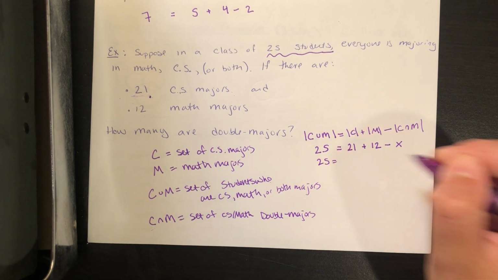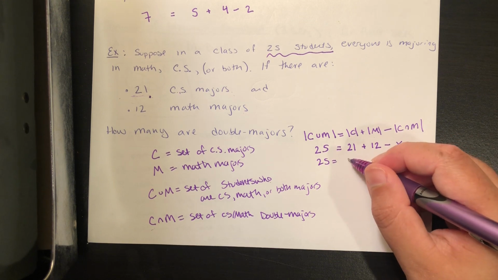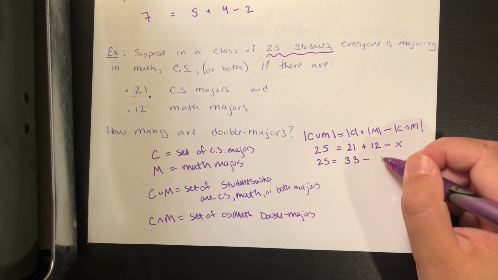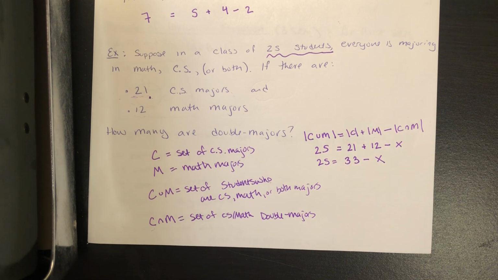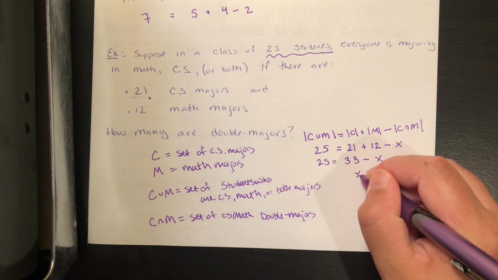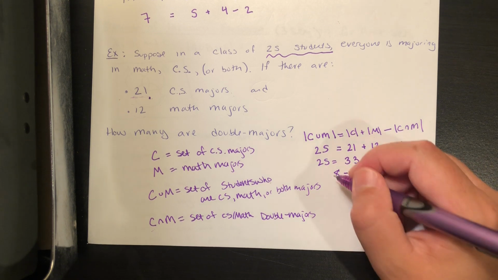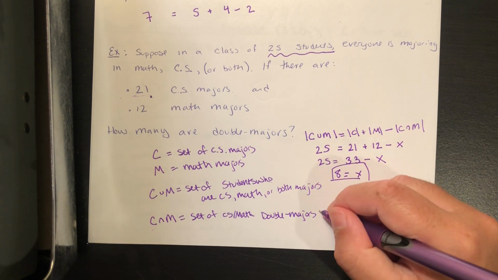So we add these together, we get, let's see, 33 minus X. All right, 25 is equal to 33 minus X. It looks like X is going to have to be equal to 8 here. Right, solving this linear equation gives us that X is equal to 8. And so there's going to be 8 students who are in both.